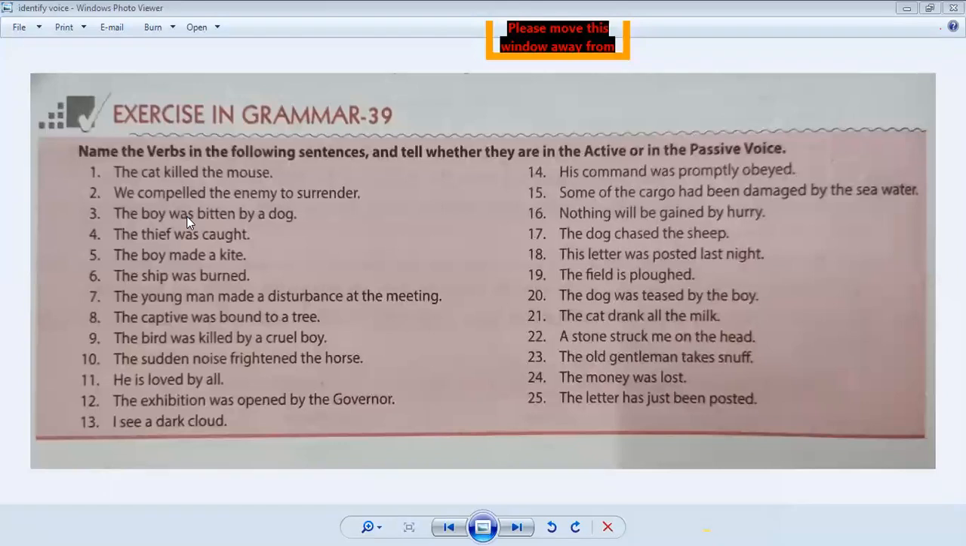Here, solve this exercise. You're going to solve the first 15 sentences. Just write down the answers in your notebook, okay? You have to identify whether the sentence is in active voice or passive voice. Okay.